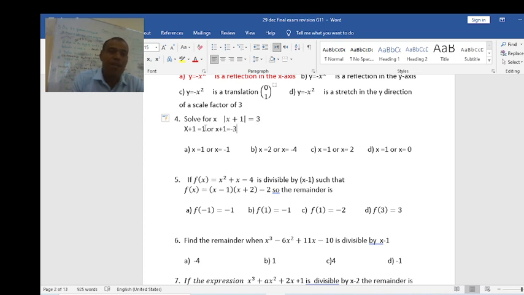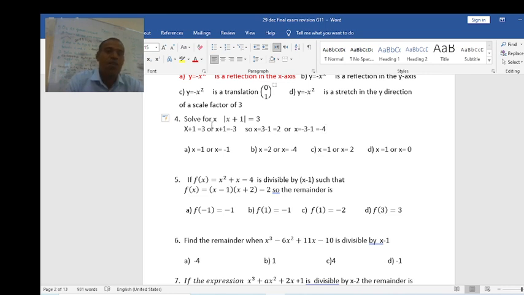Here I will just write x plus 1 is equal to negative 3. So the question here: try to find the value of x. I will transfer this one to the right hand side. So x is equal to negative 3 minus 1, which is equal to negative 4.